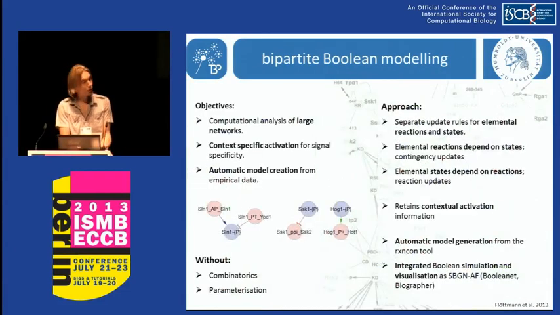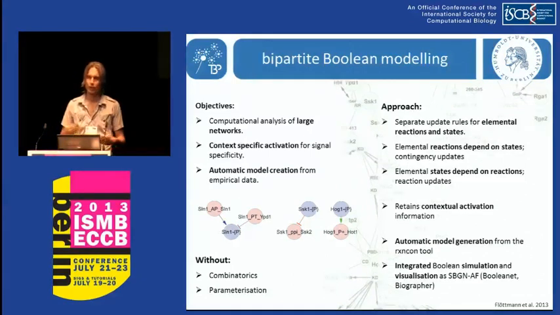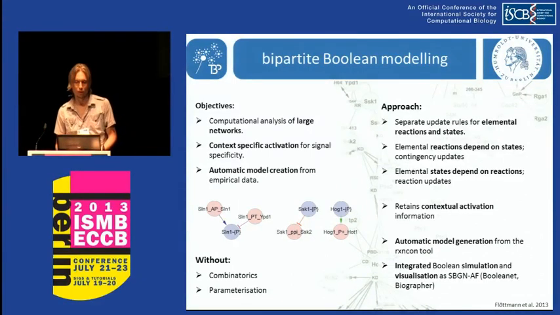And to do this, we wanted to have something that can handle large networks. We wanted something that keeps this context-specific activation because we had shared components playing in more than one pathway. And of course, we would like to do this automatically. We don't want to spend any extra energy on model generation, and we don't want to parameterize these models or experience combinatorics. So what we settled for was a Boolean formalism, which used the same reaction state distinction, where we have reactions that generate or destroy states, and states that then define which reactions are active.